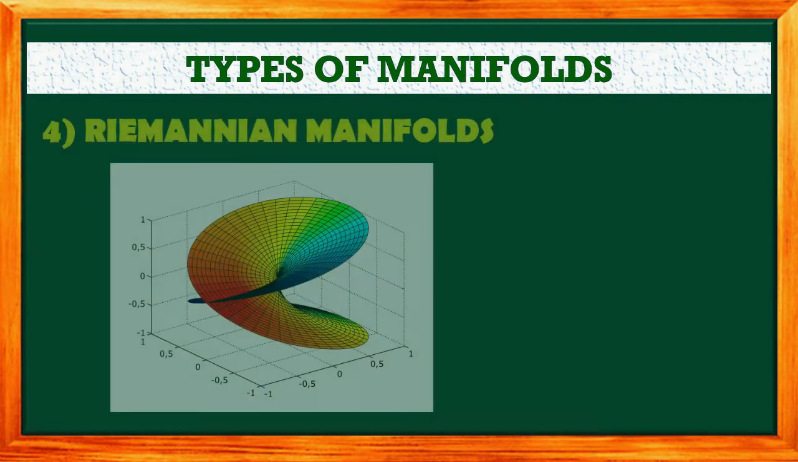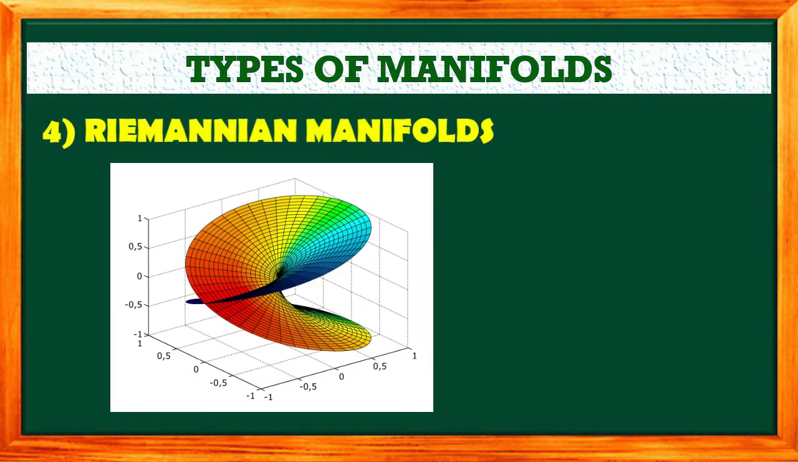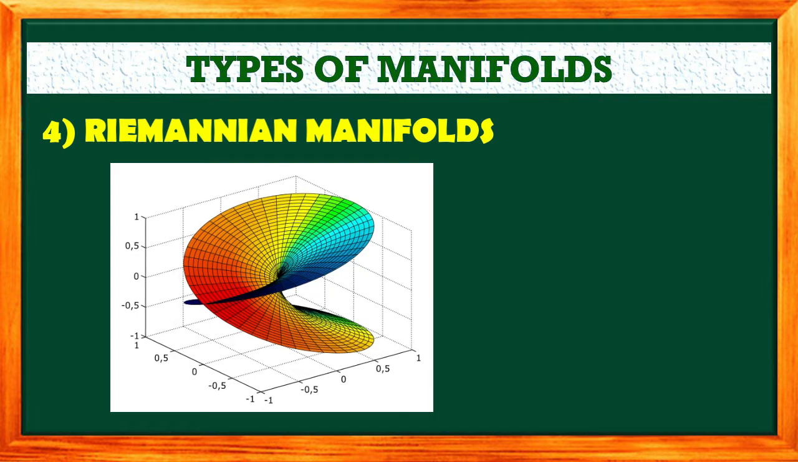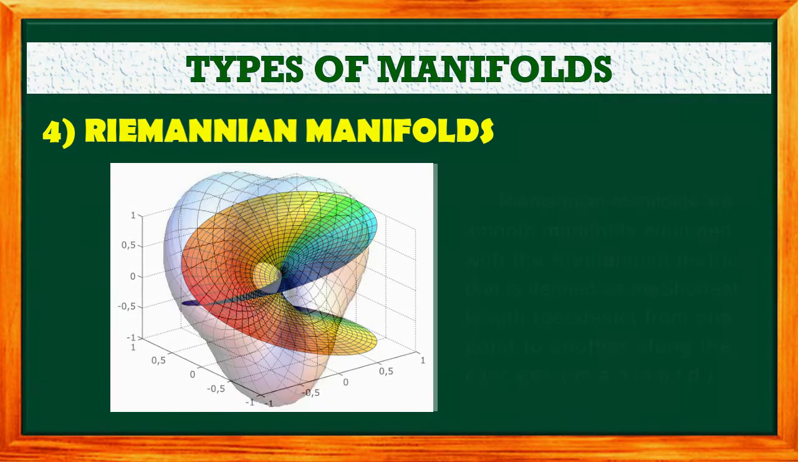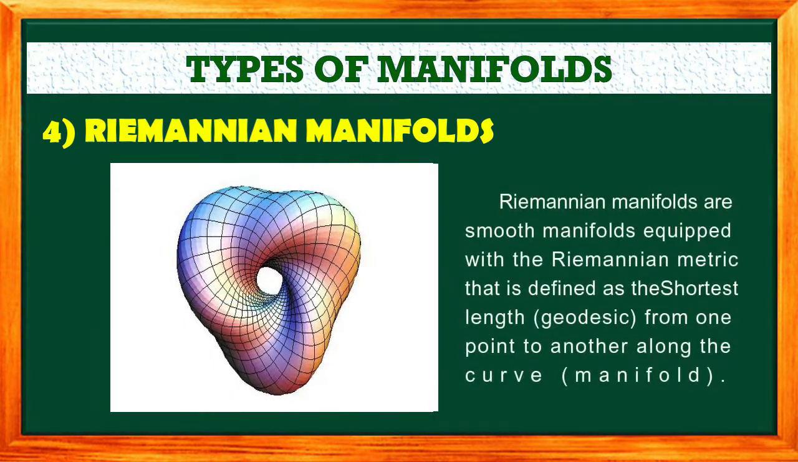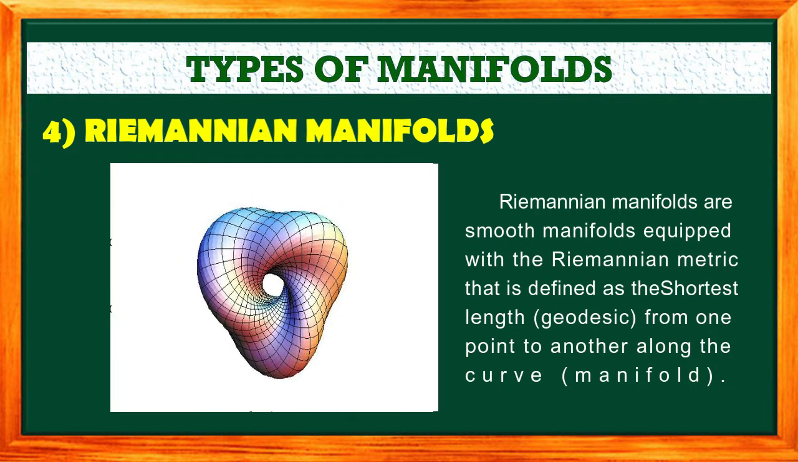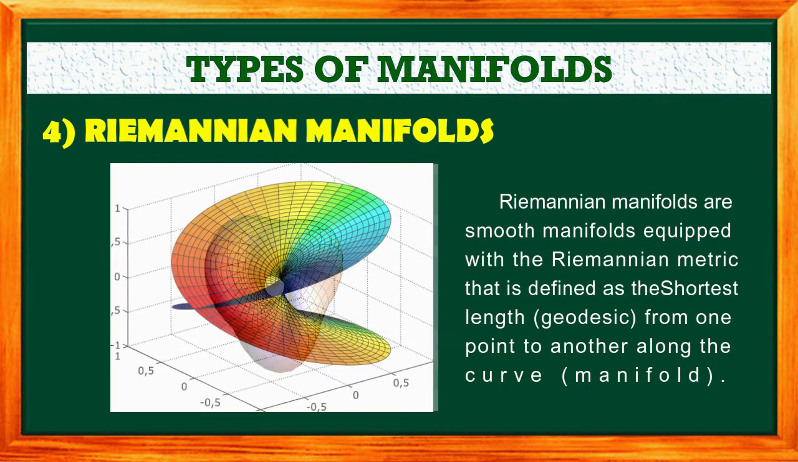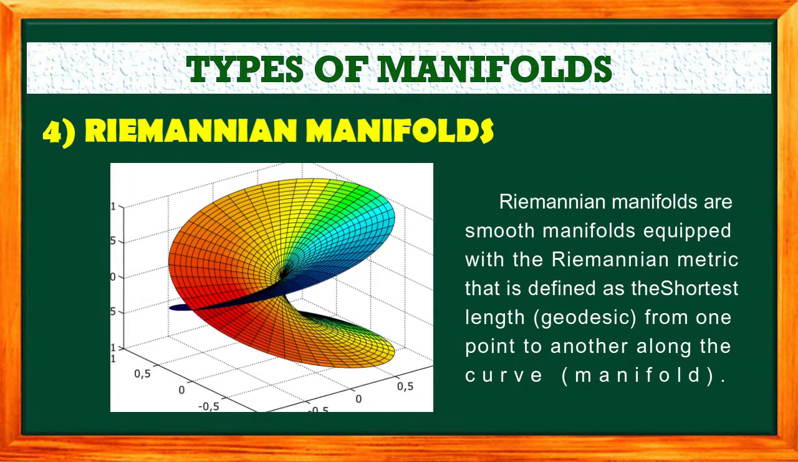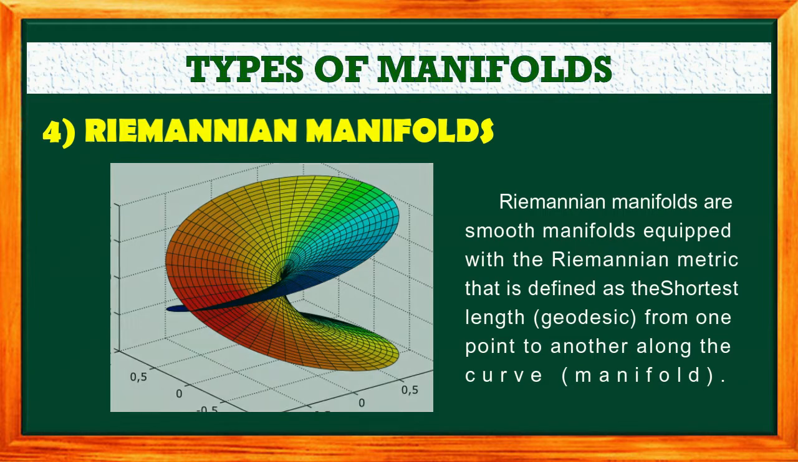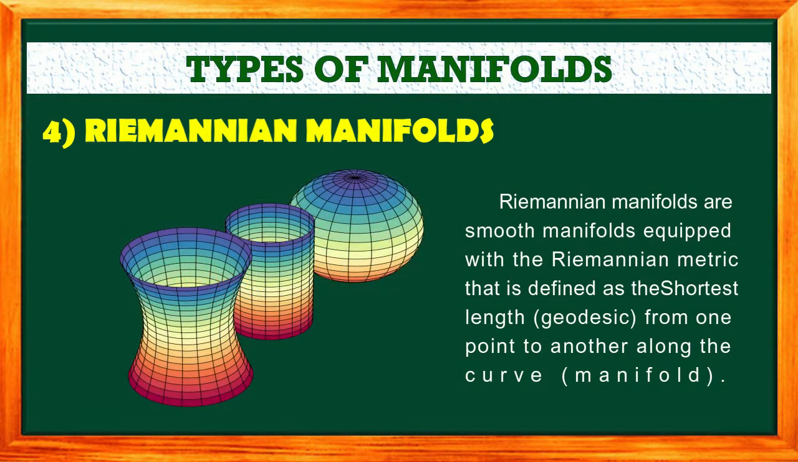The fourth classification of manifold is the Riemannian manifold. Riemannian manifolds are smooth manifolds equipped with a Riemannian metric, which is defined as the shortest length from one point to another along the curve. The following images are examples of Riemannian manifolds.